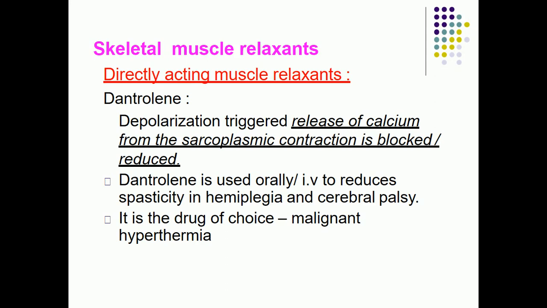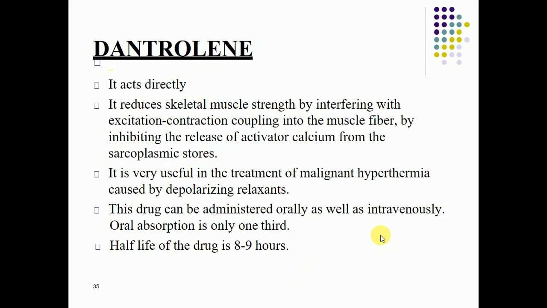Dantrolene blocks the trigger release of calcium from the sarcoplasm, so contraction is blocked or reduced. As we know, dantrolene is used orally as well as intravenously to reduce spasticity in hemiplegia and cerebral palsy. It is a drug of choice for malignant hyperthermia. If a person has malignant hyperthermia, dantrolene is the best choice and can be recommended.